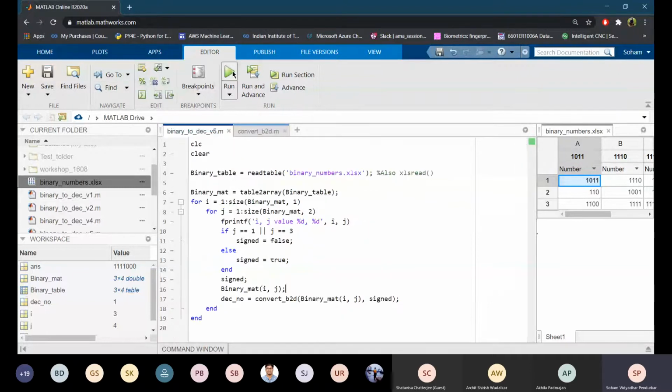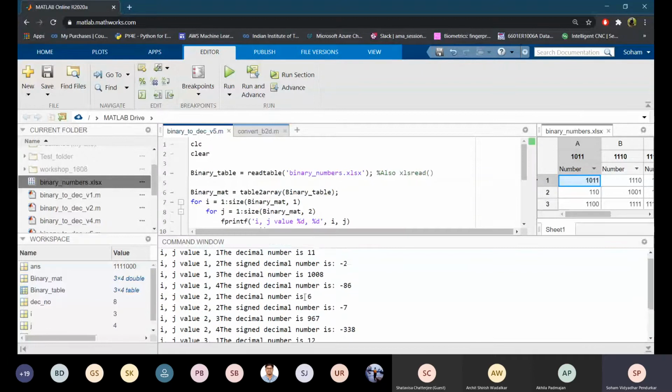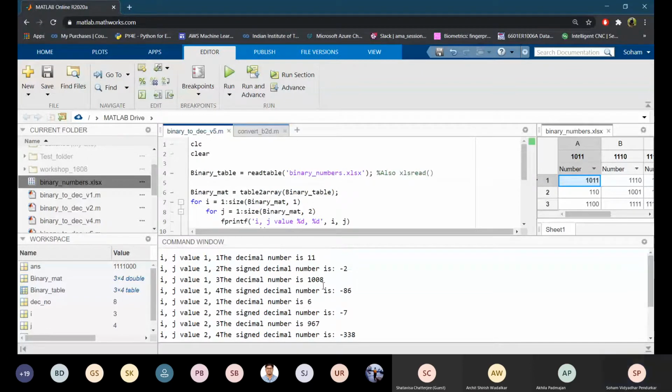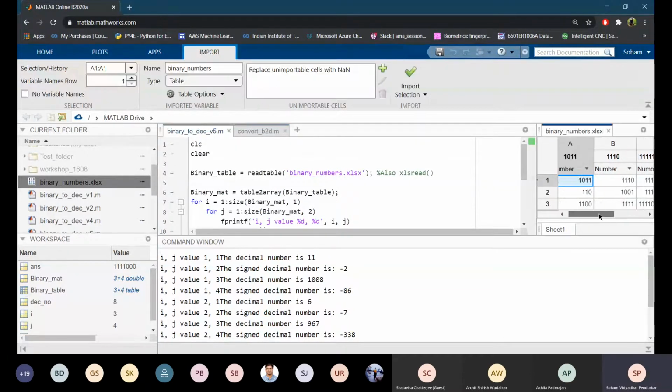We saved, ran. Yeah, it's coming out now. So yes, see, for i equals 1 and j equals 2, which means this one. i equals 1 and j equals 1, 1, 1, 0. i, j, 1, 2, signed decimal number minus 2. Okay, that isn't true. Signed decimal number is 1008. I think something has been solved, but not everything.